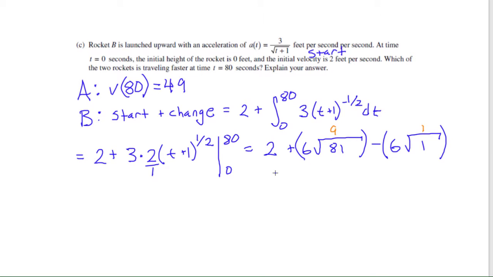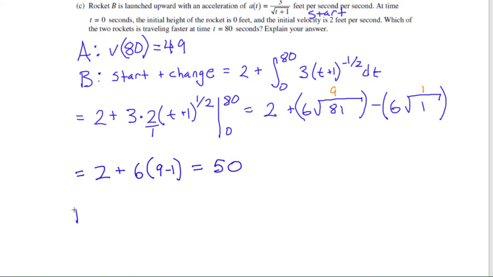And I can simplify this a little bit, so I can write it down here. This is going to be 2 plus the quantity of, I'm going to factor out a 6, so 6 times the quantity of 9 minus 1. 9 minus 1 is 8. 8 times 6 is 48. 48 plus 2 is 50. Alright, so that means rocket B has velocity 50, rocket A has velocity 49. Clearly rocket B is going a little bit faster. So we'll say rocket B is traveling faster.